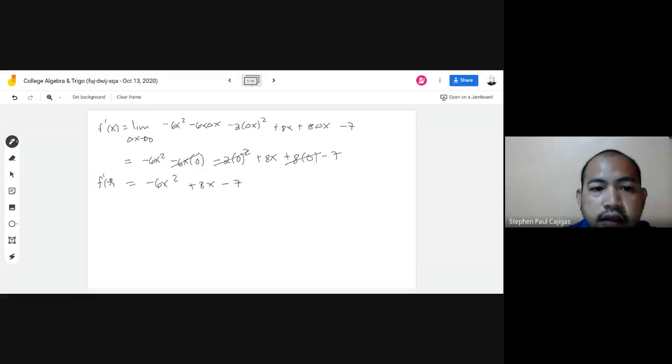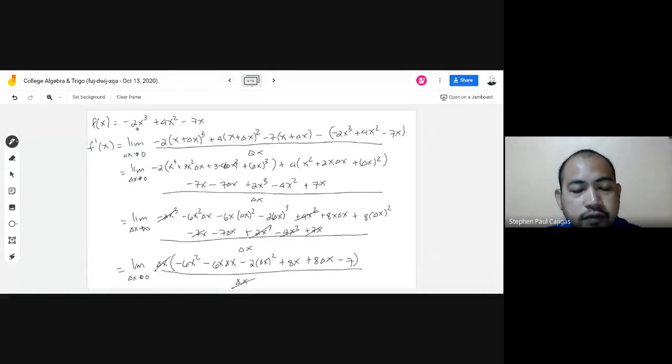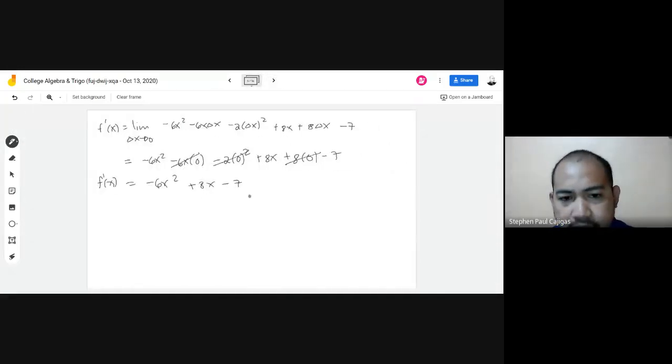This is the derivative. So again, what is our function? Negative 2x cubed plus 4x squared minus 7x. So using the rules of differentiation, negative 2 times 3 becomes negative 6x, then the exponent 3 minus 1 becomes squared. Then plus 8x, and here minus 7. And that is exactly what we have here.